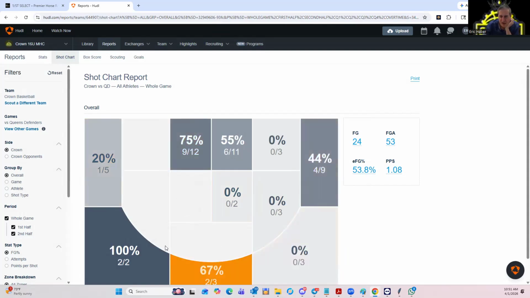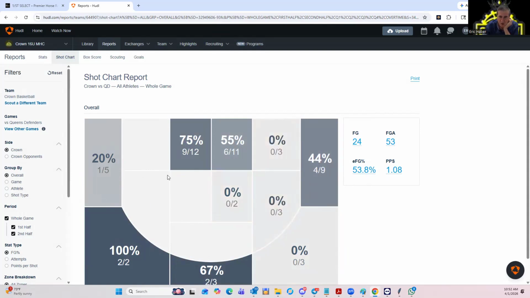We want you to be taking only open threes and layups. This is something that we're going to talk about forever. Every shot that is not a layup or an open three, I consider a bad two. And bad two in my world is death. This is the worst shot conceptually you can take in basketball.